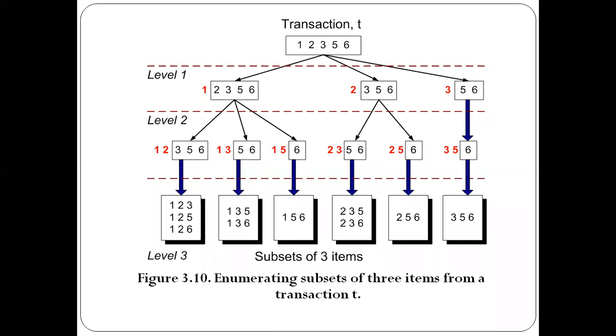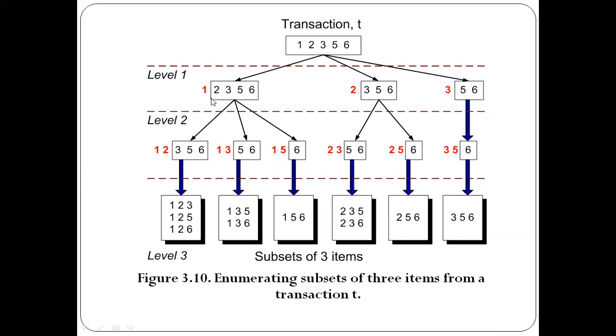Now, about the enumeration, how exactly have we formed the enumeration of the candidate 3 item sets? If you look here, at level 1 we have indicated the item sets that begin with 1, and then 2, and then 3.